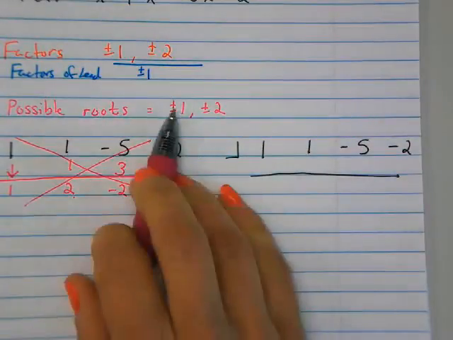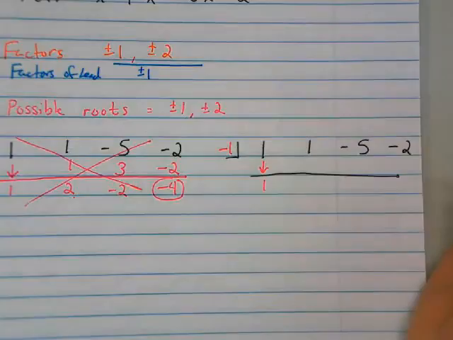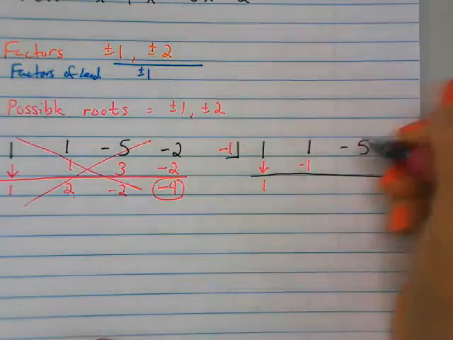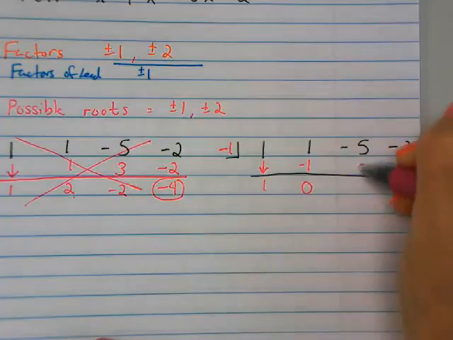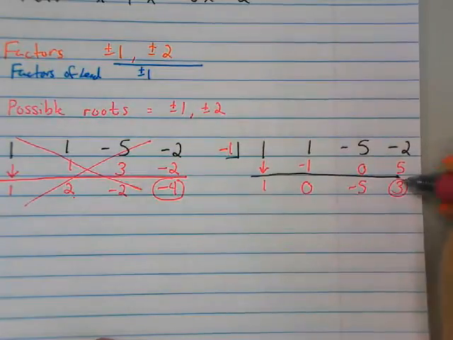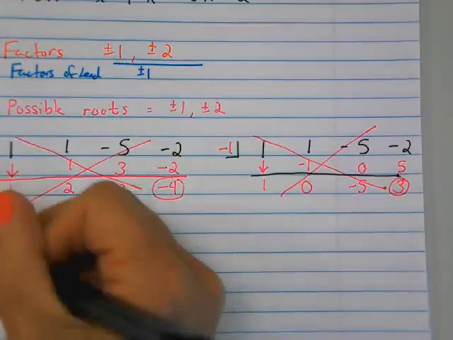Alright, try it again. So positive 1 didn't work, I'm going to try negative 1. Now you guys should actually be able to do synthetic fairly quickly, but again I'm going to try to take it a little bit slower until you can follow me. Negative 1 times 1, negative 1. Negative 1 and 1 is 0. Negative 1 times 0 is 0. Negative 5 and 0 is negative 5. Negative 1 times negative 5 is 5. And they get a 3. No good.